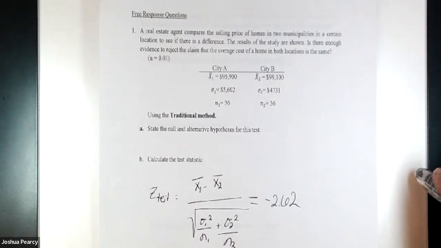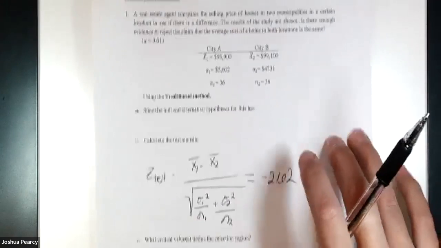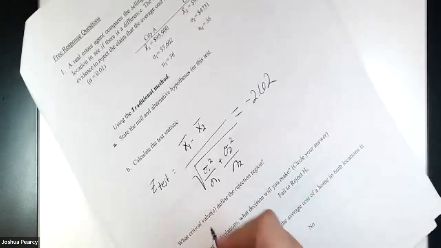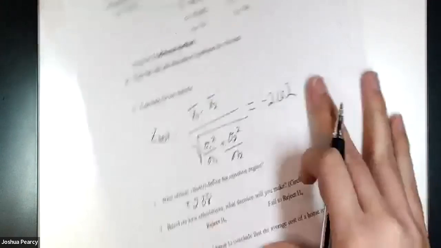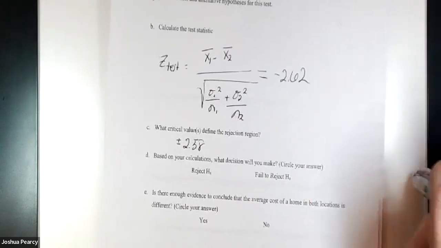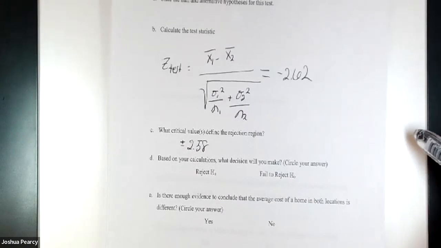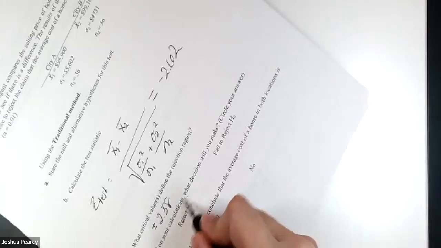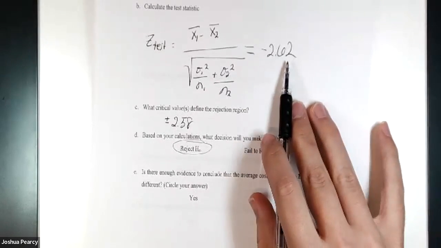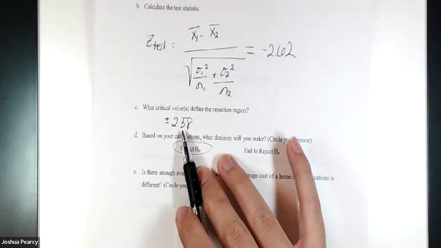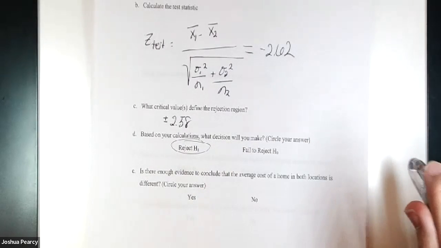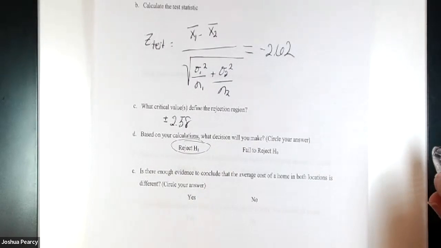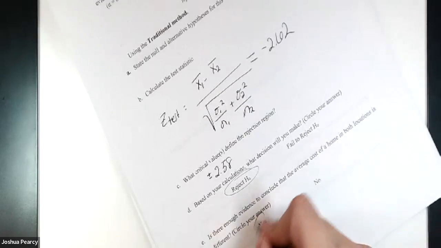Anyone? 0.005, and if you do that, the critical value you get is negative 2.58. So both of them are positive and negative 2.58. Then based on your calculations, what is your decision? Reject because the z-test statistic is less than the negative critical value, or the absolute value of this is greater than the positive critical value. So is there enough evidence to conclude the average cost of a home in both locations is different? Yes, because you rejected.